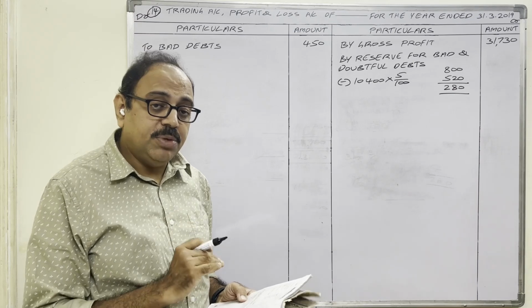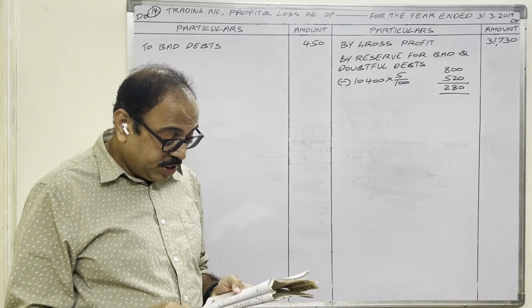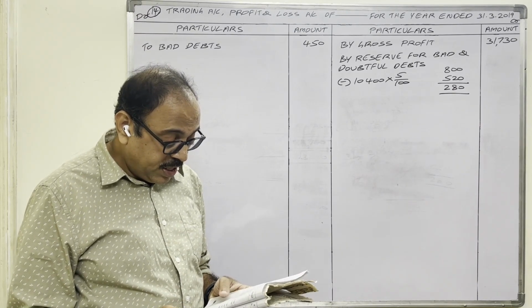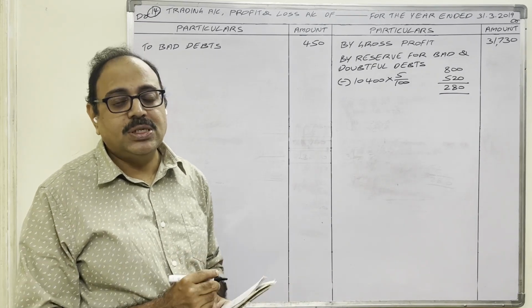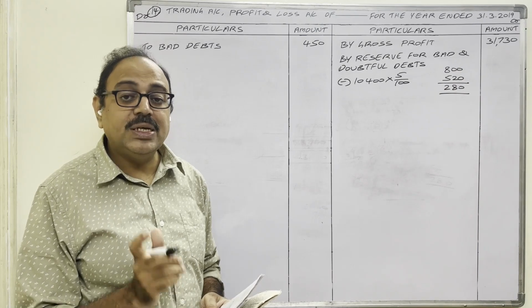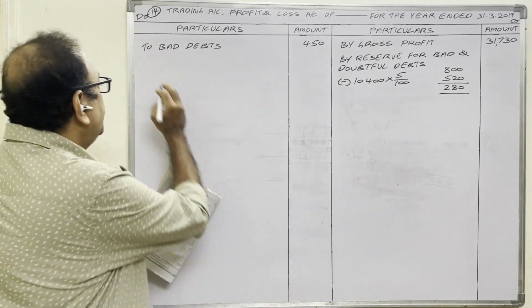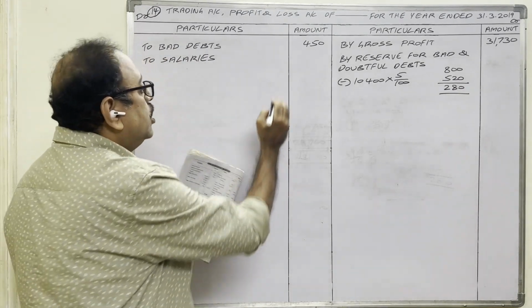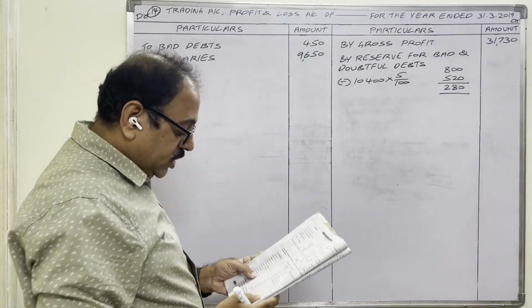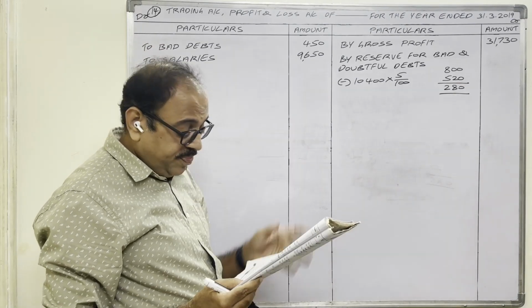Come to the trial balance debit side. Furniture, opening stock, sales return, debtors, carriage, salaries. We pay salaries to employees. They work in the office, no? Means indirect expenditure, debit side. Salaries amount 9,650. No adjustment. That is why directly I wrote.